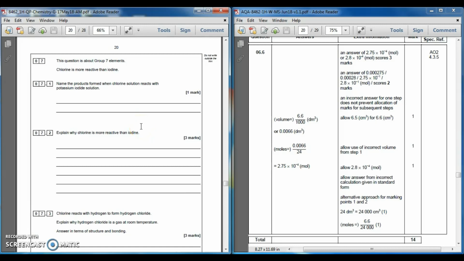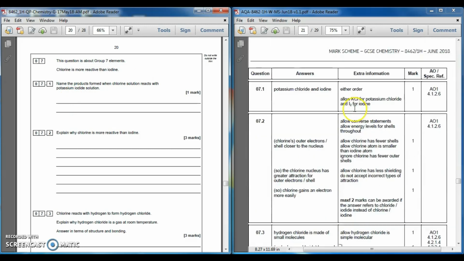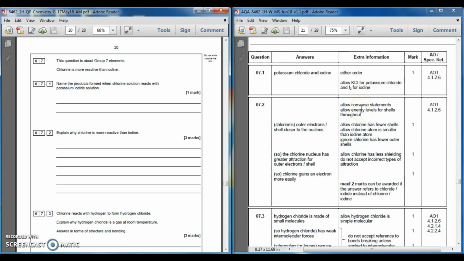Right, speeding on to question 7, because we love chemistry and we want to keep going. Products formed. Oh, clue. Products. Plural. So if people got this wrong quite often, it's because they named just one product and it was probably potassium chloride.